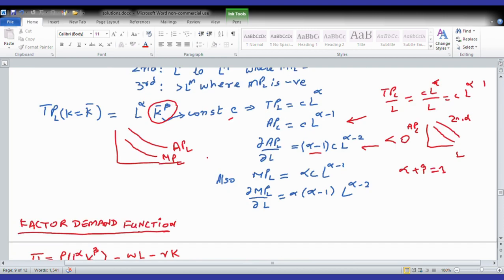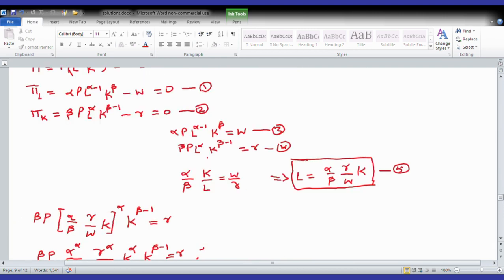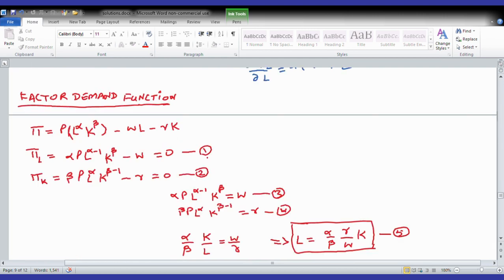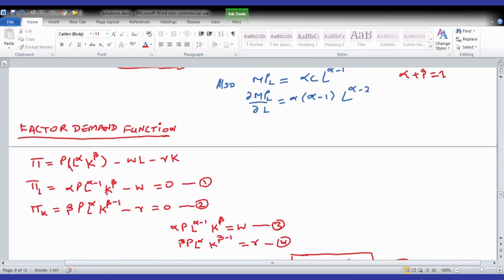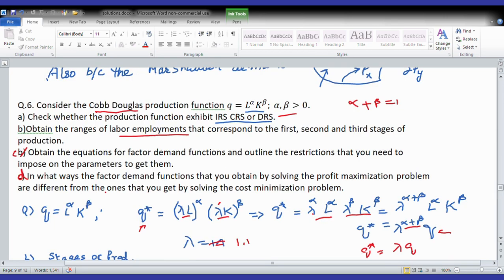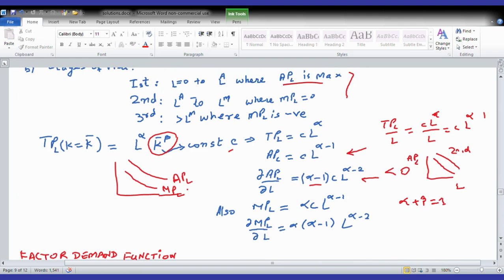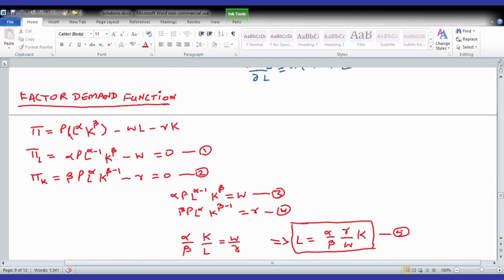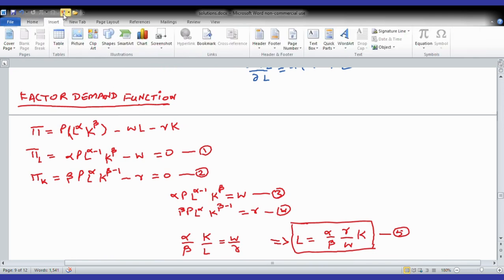Then I have solved this, this was the tedious one. We needed to find the factor demand function for the Cobb-Douglas production function. In order to do that, I first wrote down the profit equation, which is, let me get a pen first. All right.